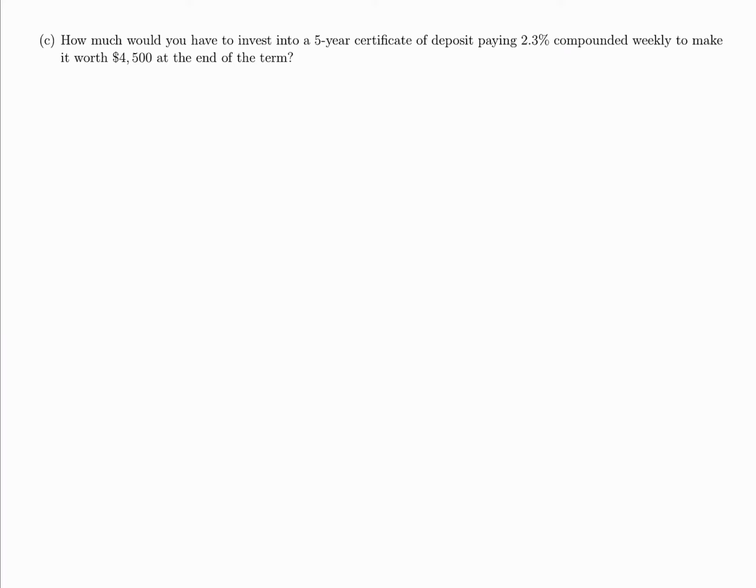Part C. How much would you have to invest in a 5-year certificate of deposit, paying 2.3% compounded weekly to make it worth $4,500 at the end? So let's go through and see what we have. So how much would you have to invest? Now we don't know the principal. That's asking for the principal, how much to invest.